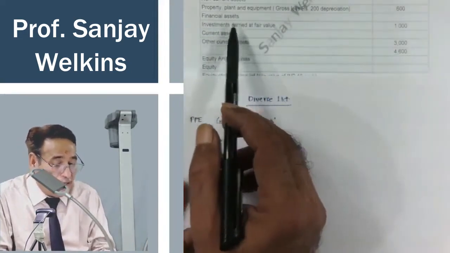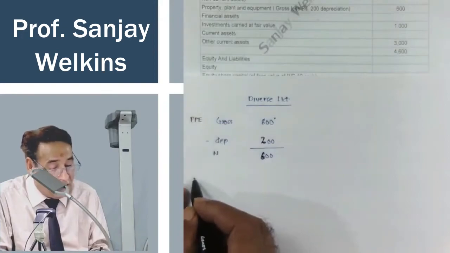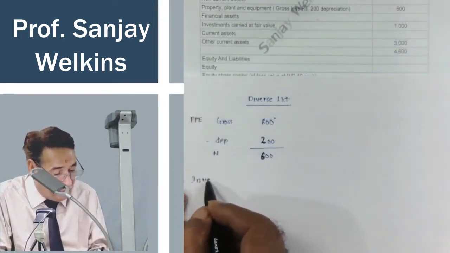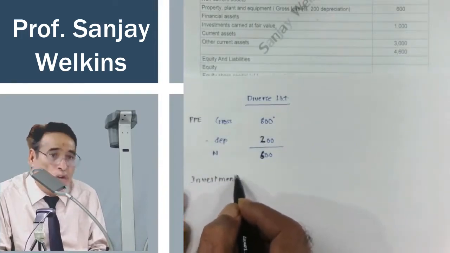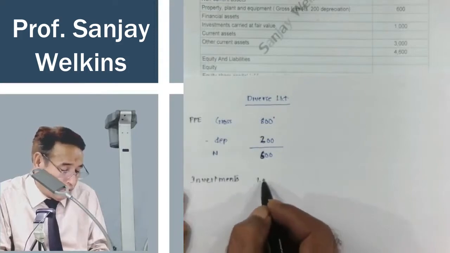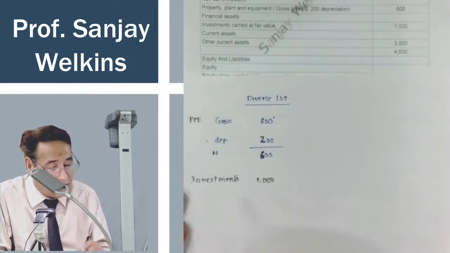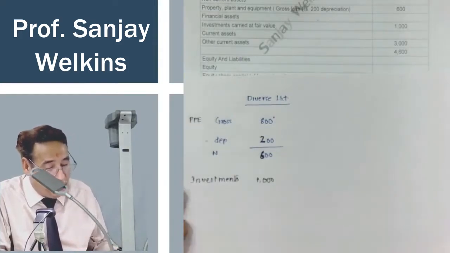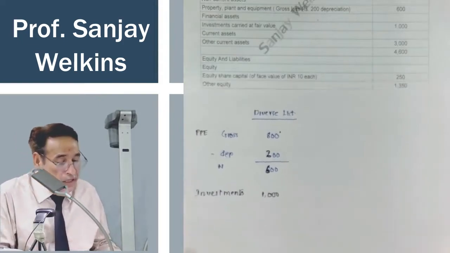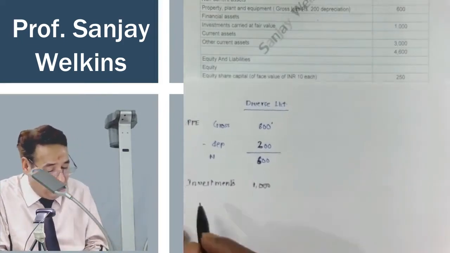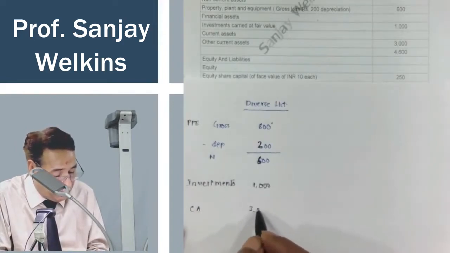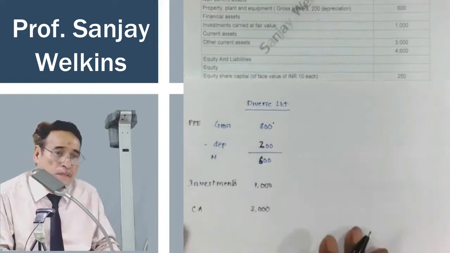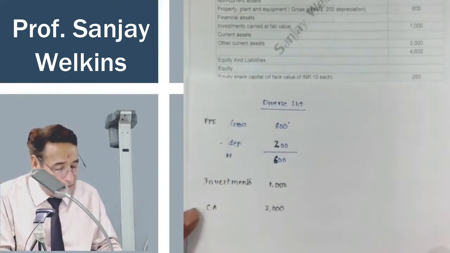Then we have been given financial assets. Under the financial assets, investments are generally written. So you have the next item as investment, and the value of investments given to you is 1,000. Then you have been given current asset. Current assets are 3,000. So you write here current asset equal to 3,000. Clear?